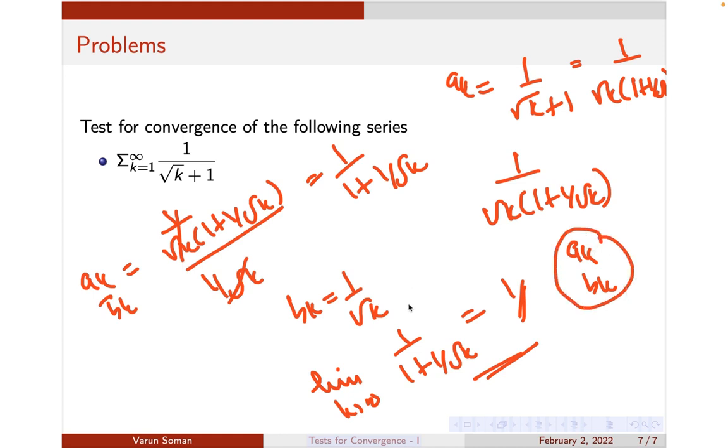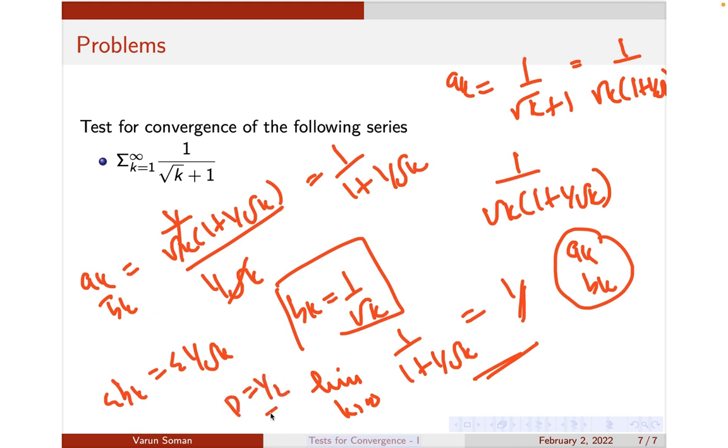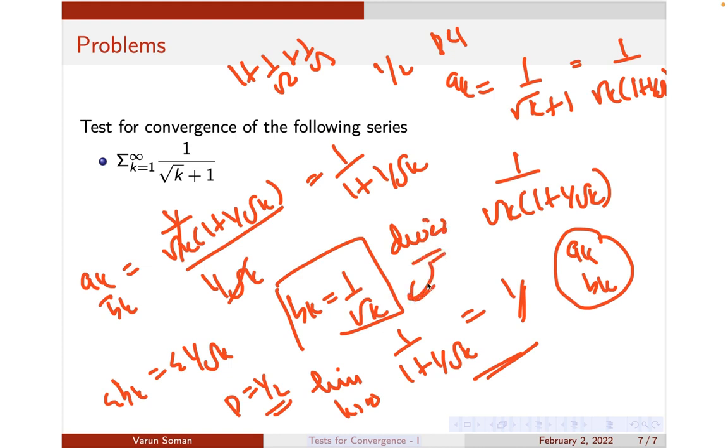But what is your bk? Sigma bk is the series sigma 1 by root k. It's again a harmonic series with p equal to 1 by 2, because it is 1 plus 1 by root 2 plus 1 by root 3 plus etc. So basically your p here is 1 by 2. Therefore, since p is less than 1, this series is divergent. 1 by root k is divergent, which means ak is also divergent. So this series is also divergent.